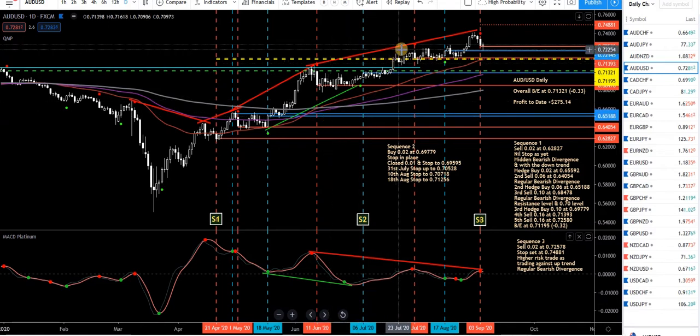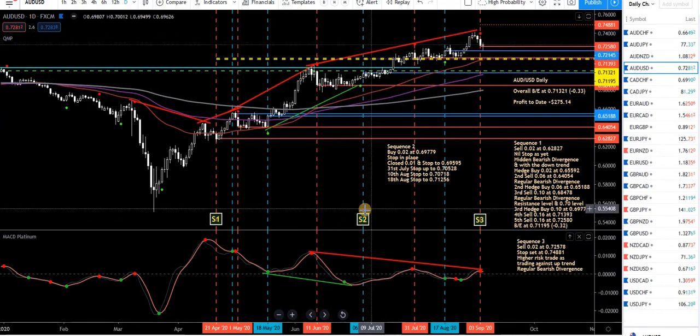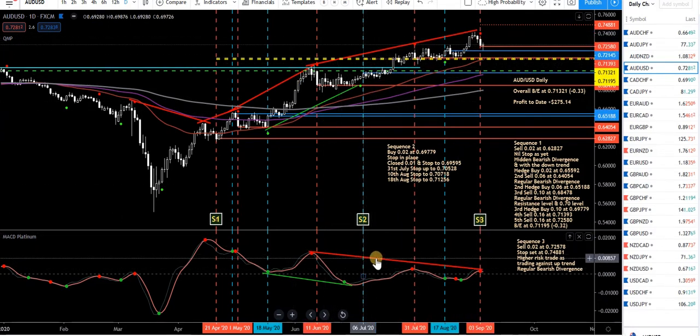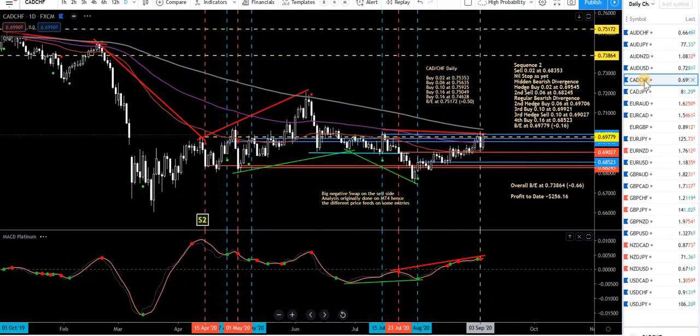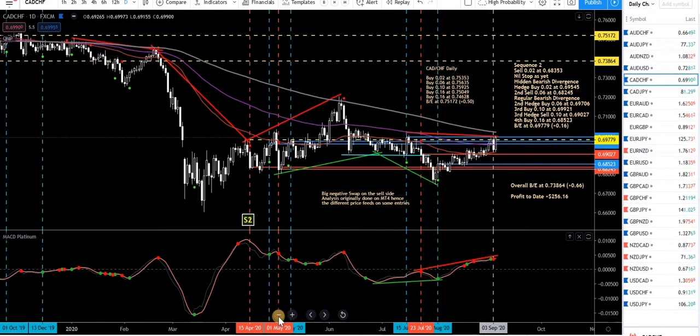You'll see that in a couple of charts. And you can see here the Aussie has a big divergence, regular bearish divergence, etc. Cad Swiss. Righto, this is one of my problem pairs. It's not a big problem.